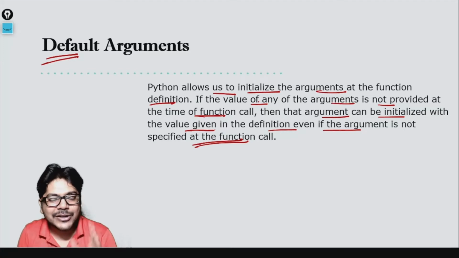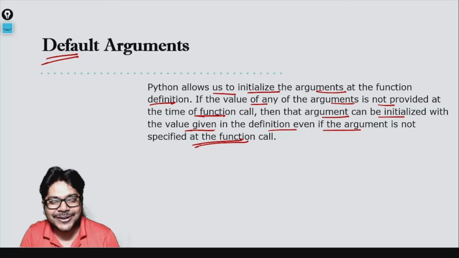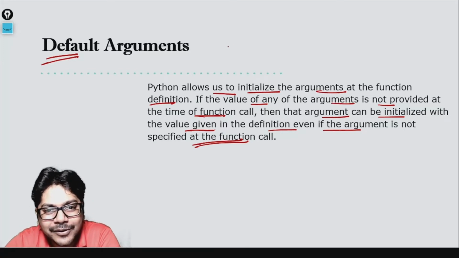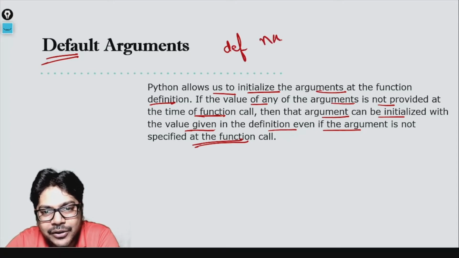I don't know whether you understood it or not, but let me explain it again. Let's suppose you have a function called def, then a function name, and here you have two parameters, a comma b.